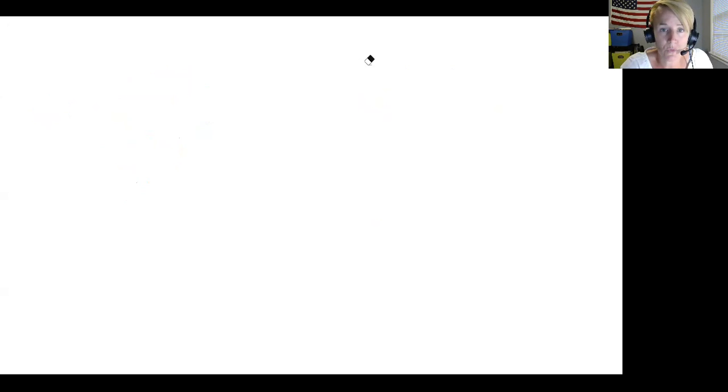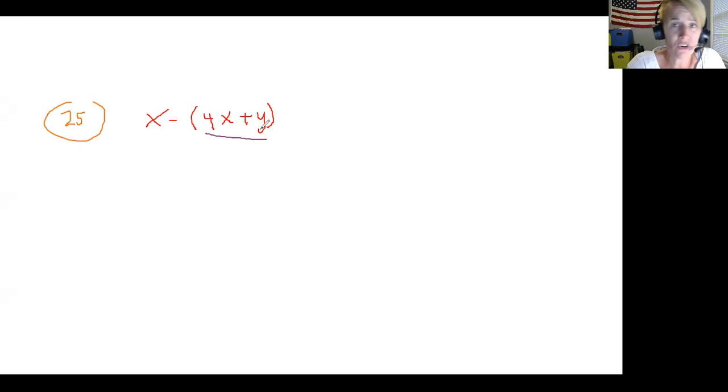Let's do number 25. I should definitely use a brighter color. It's hard to see that one. So 25, I'm also on page 34. And this says x minus the quantity 4x plus y. Okay. Please excuse my dear Aunt Sally says, I have to start with the parentheses, but I have these two terms and they're not alike. 4x plus y, I can't do anything with this. So I'm going to have to jailbreak out this parentheses.